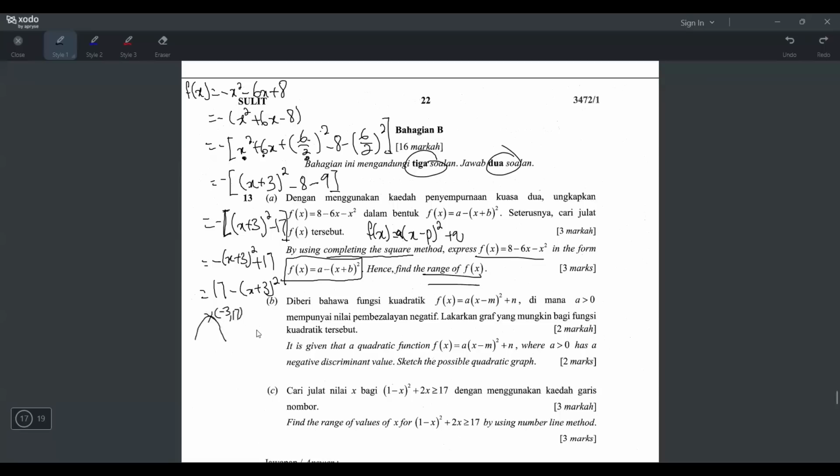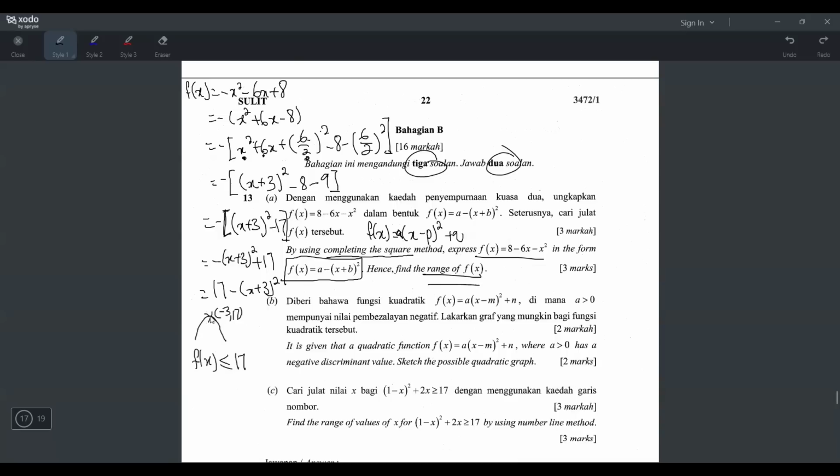And what else do we know? I think that's all. This is the only thing we know. So what is the range of f(x)? I think the range must be like this, right? But this line will keep going down. It will never stop. It will keep going until infinity. So they want the range of f(x), I guess f(x) is smaller than or equal to 17, right?